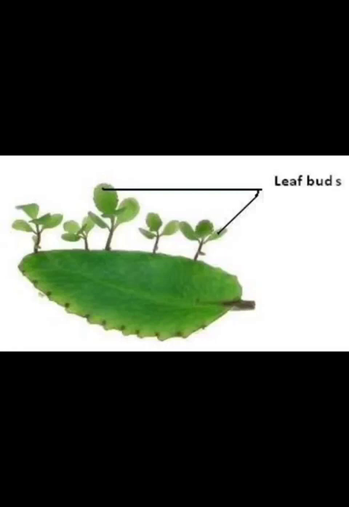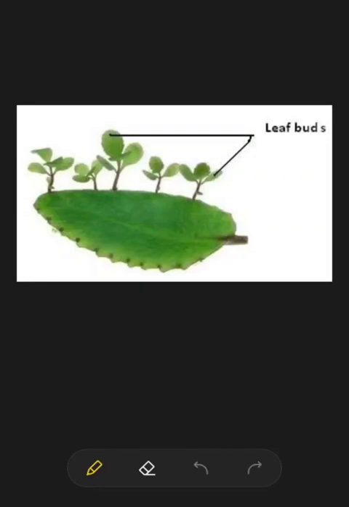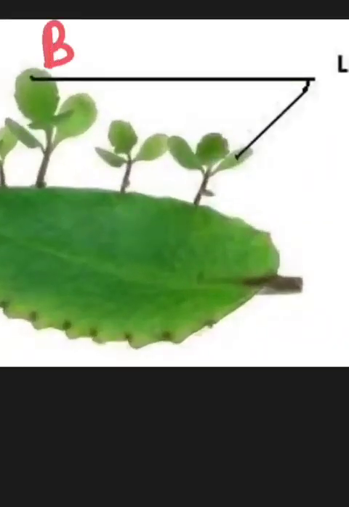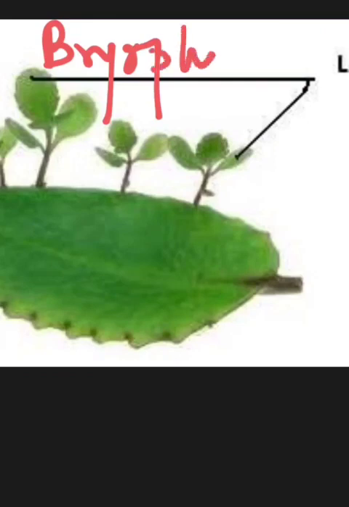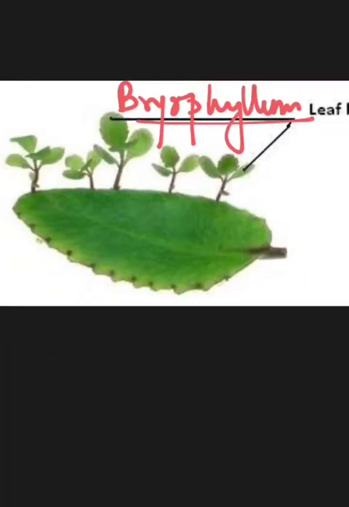Moving on, the next type of natural method of vegetative propagation is propagation by leaves. So how does vegetative propagation take place from the leaves? One such example is Bryophyllum. It is a scientific name, and it's the name of a leaf. This leaf is the Bryophyllum leaf, which produces adventitious buds along the margin of the leaf.